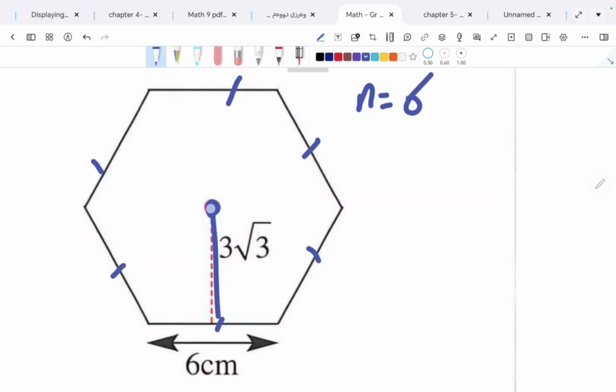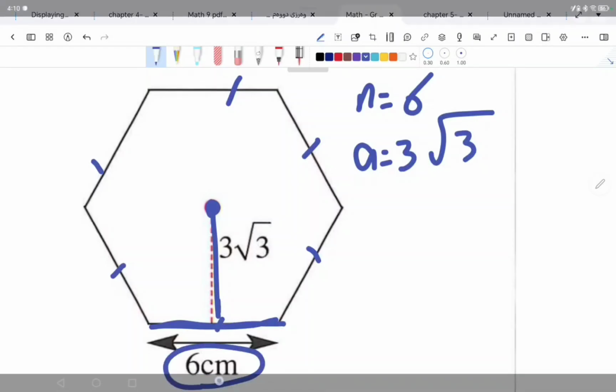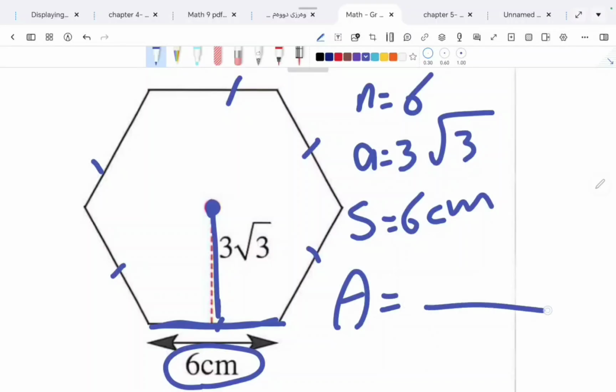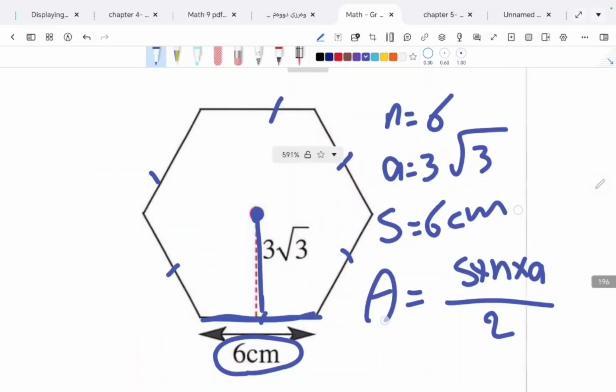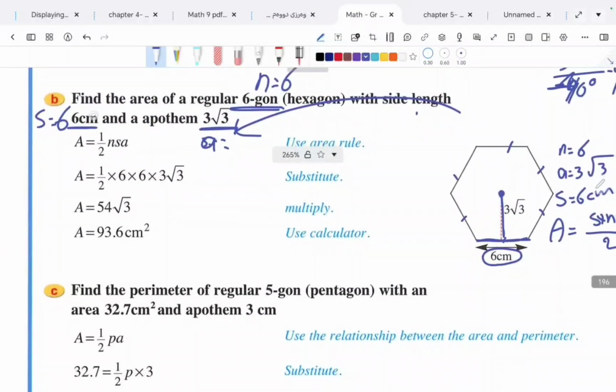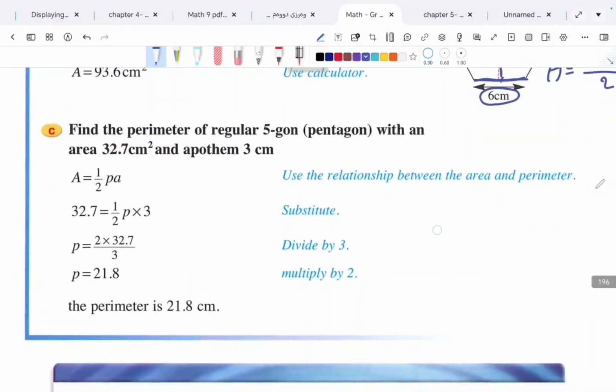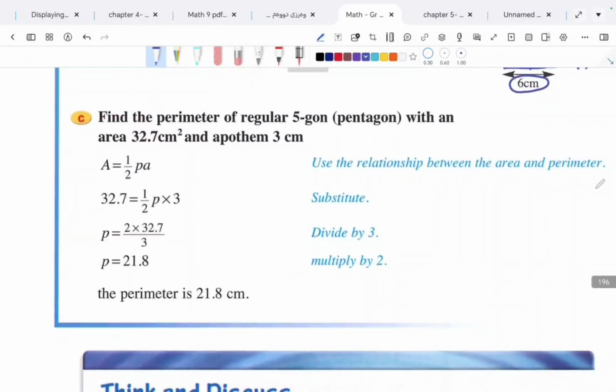Apothem, from the center to the side. So A, small a, equals 3 square root of 3. What about side length? That's given. So S equals 6 centimeters. Use the rule of area. Area equals S times N times A out of 2. Okay, so even if the information is not given by the sentence, you have to recognize it by the picture or by the figure.